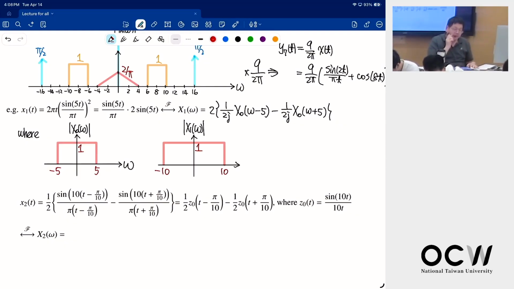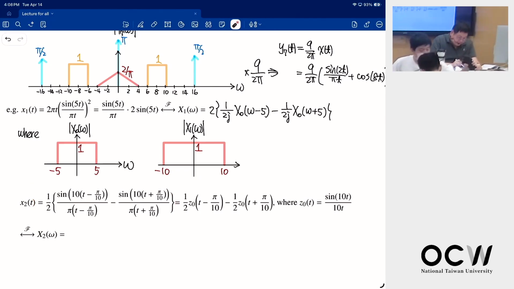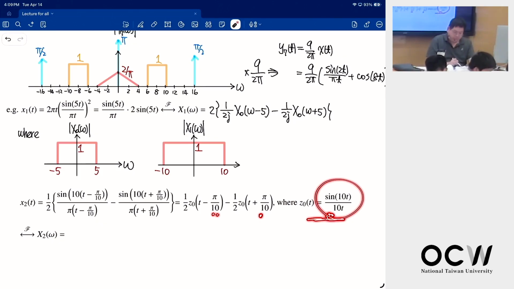Now I have another signal, x2. For x2, this is like a sinc function, but for the sinc function, I also shift by pi over 10 to the right, and also pi over 10 to the left. So in this case, I can think of there's a sinc function. Shift to the right, shift to the left. Correct? Okay, so this is x2.